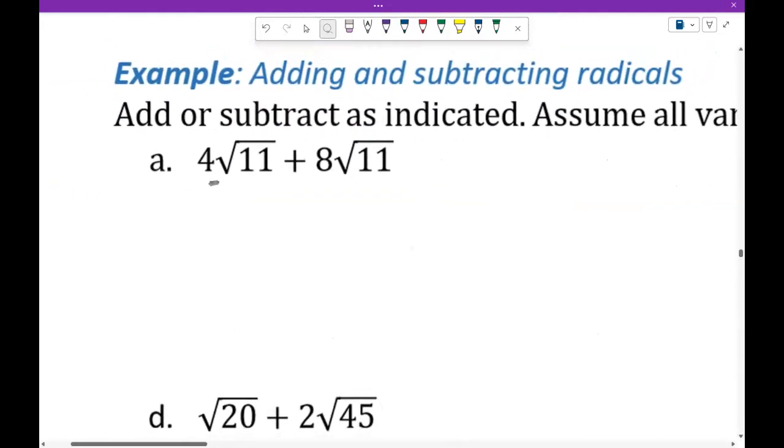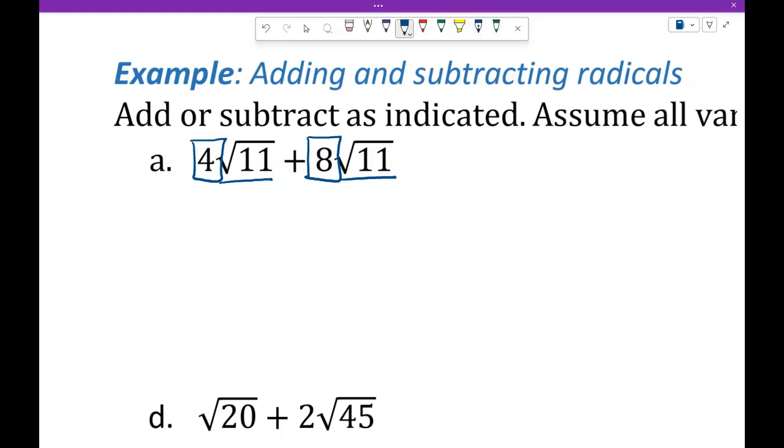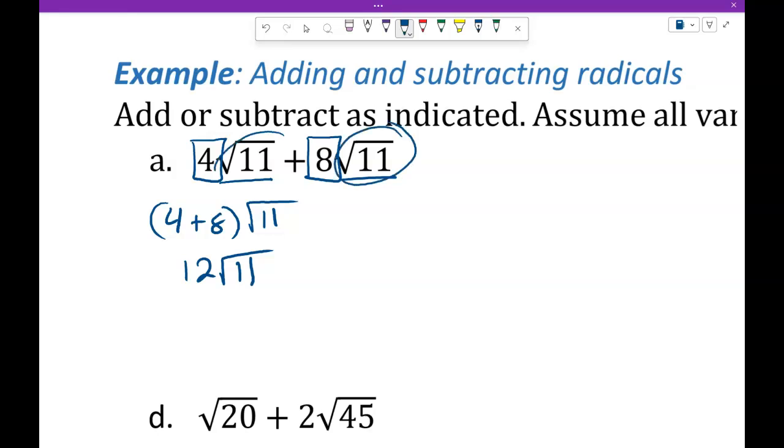We check our two terms, and we see that square root of 11 and square root of 11, they are the same radical expression. So we apply our distributive property to add the coefficients on these like radicals. We have 4 plus 8 square root of 11, which gives us 12 square root of 11. Again, we're applying the distributive property to essentially factor out the like radical of 11, leaving us with just adding the 4 and the 8.